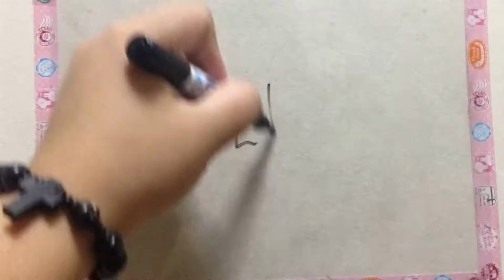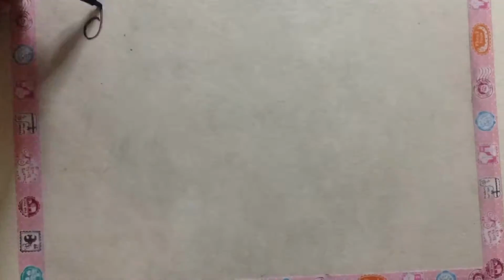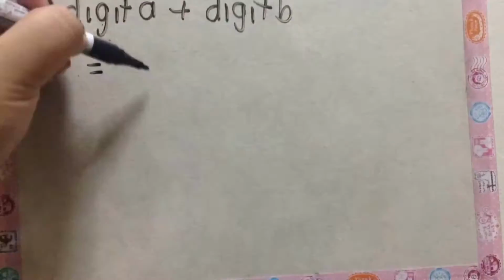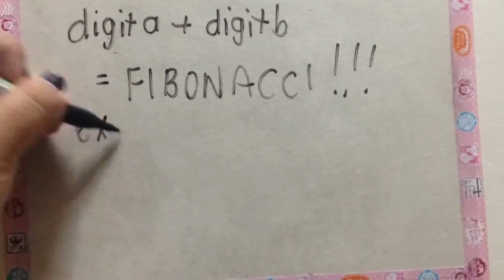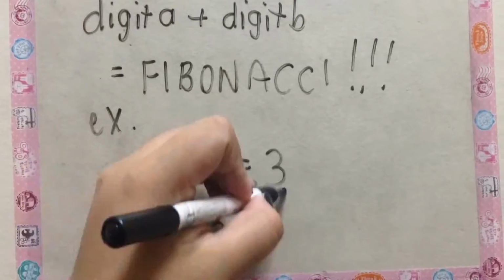To begin with, the Fibonacci sequence is formed by adding the previous two numbers in the sequence. An example is 1 and 2, and the sum of those two numbers will be the next number of the sequence. Repeating the process will give you the Fibonacci sequence itself.